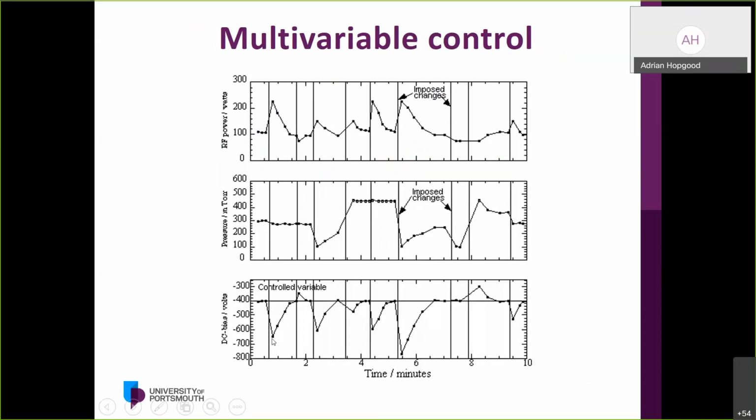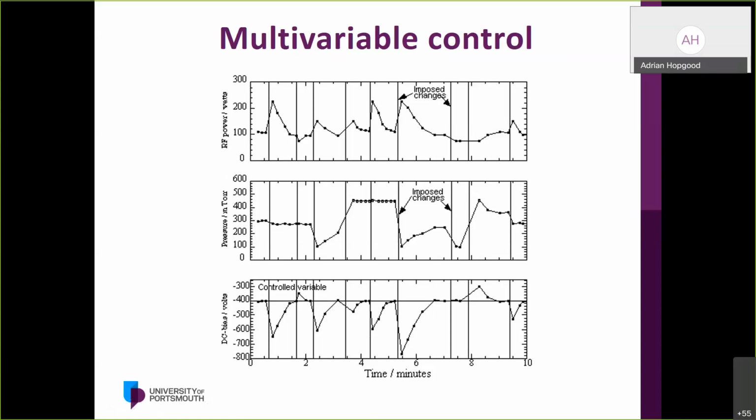And every time it adjusts these other things, pressure and RF power, to bring the controlled variable, DC bias, back to its set point. Smoothly does it, and then we keep knocking it off to make life difficult for it, and every time it uses fuzzy logic to bring it smoothly back to where it's supposed to be.